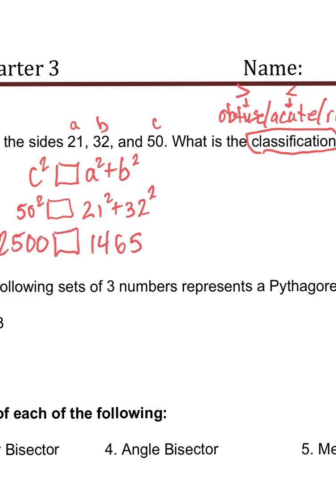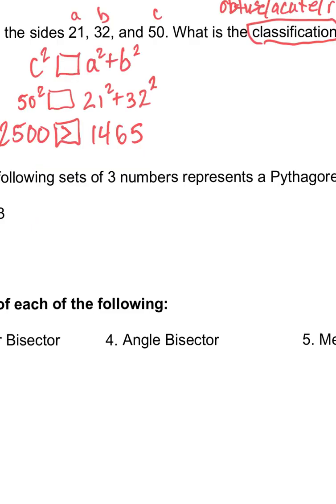After putting that into the calculator, you should get these numbers. 50 squared is 2,500, and 21 squared plus 32 squared is 1,465. So when filling in the box, 2,500 is obviously larger than 1,465. Therefore, this is an obtuse triangle.